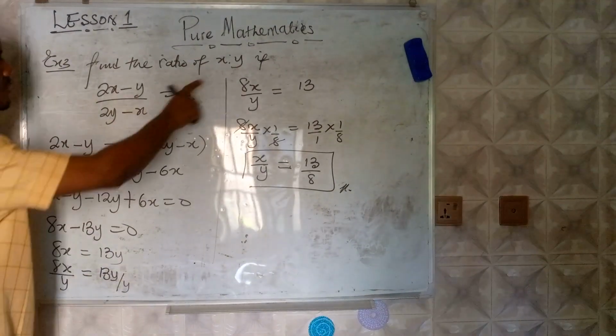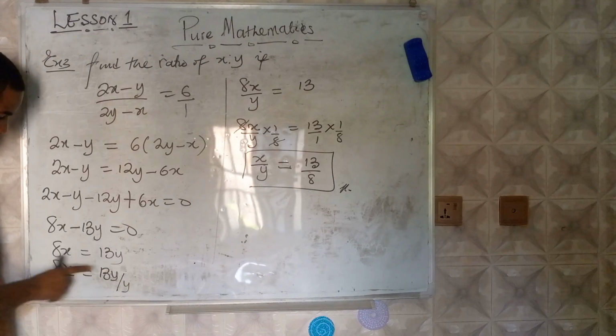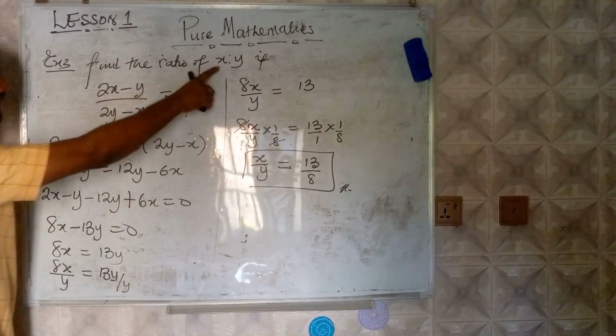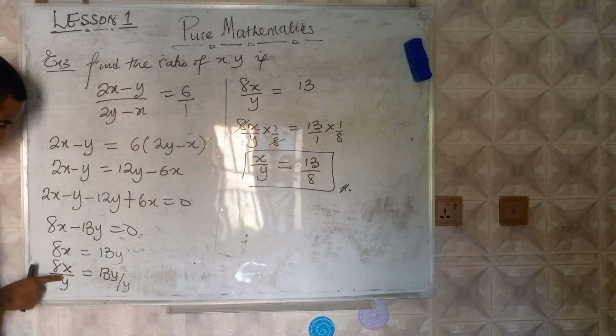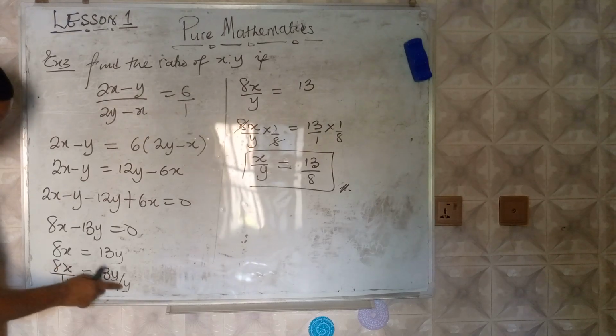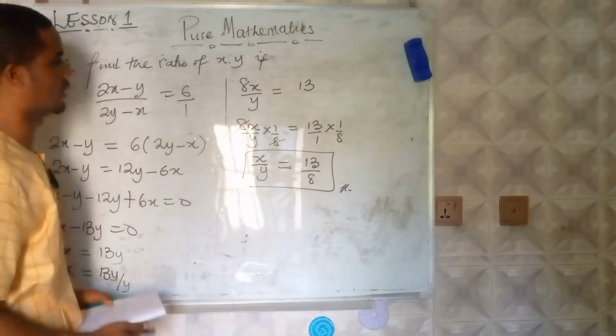If the question was to be y is to x, so when I get here, I will divide both sides by x, so that I'll be having y over x. But because it was x is to y, so I divided both sides by y, so I will have my x over y, and have the one I don't want to operate eliminated. I believe this is very well understood.